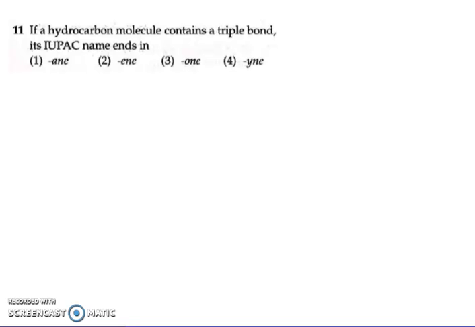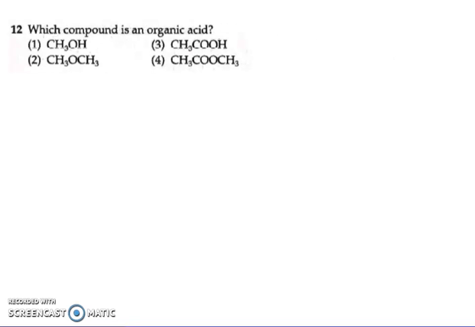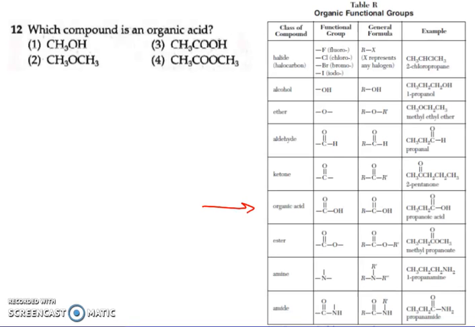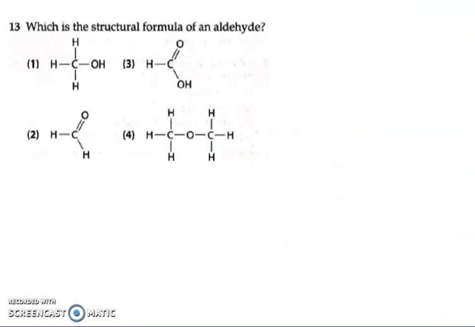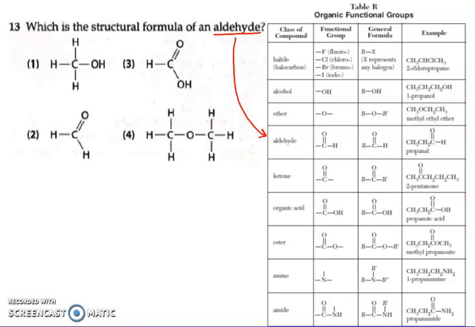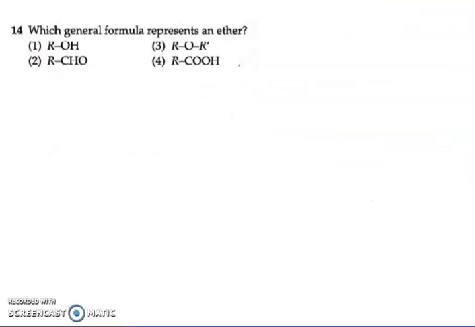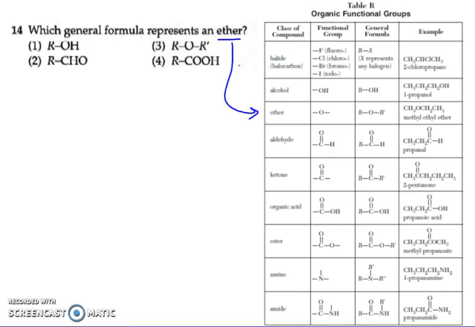Number 11, hydrocarbon contains a triple bond. This has to do with table Q. Organic acid, again, we're looking on table R. Number 13 again asks you to consider table R. Again, consider table R. Number 15 asks you to talk about a fermentation reaction.